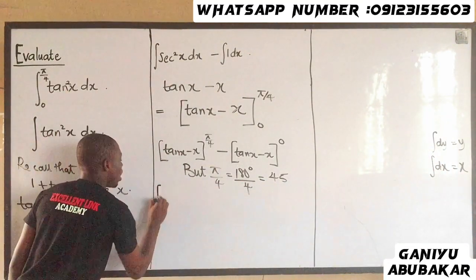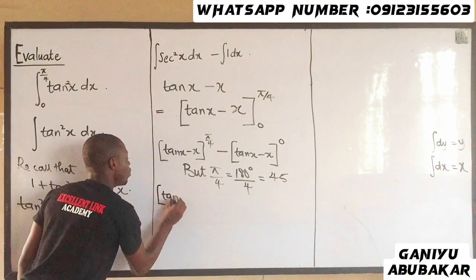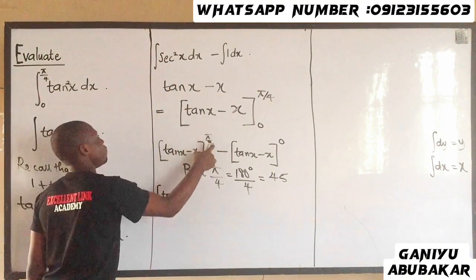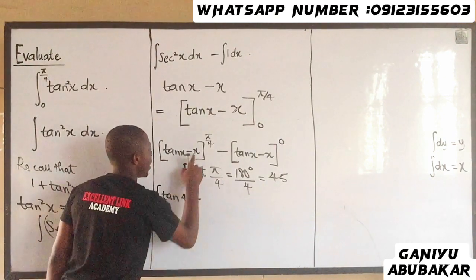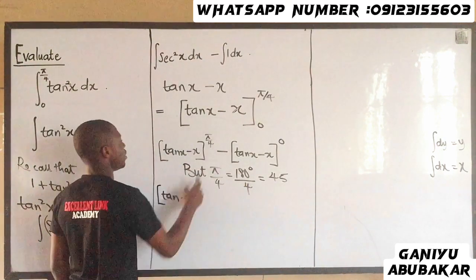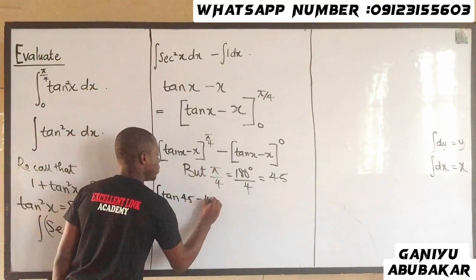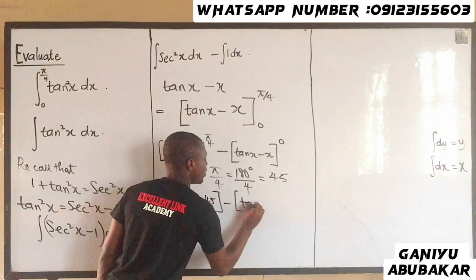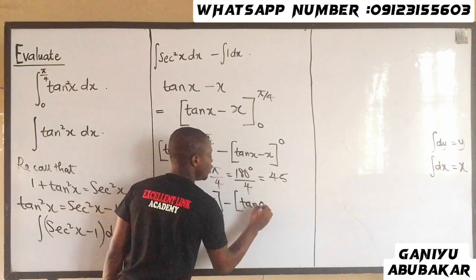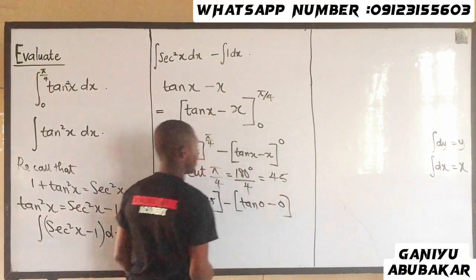So in other words, I'll have tan, what's my x here? x is simply pi over 4, which is 45. Tan 45 minus what there? x is simply this man, which is 45. I have this here. Minus, into tan x is what? Tan 0 minus 0. Here.